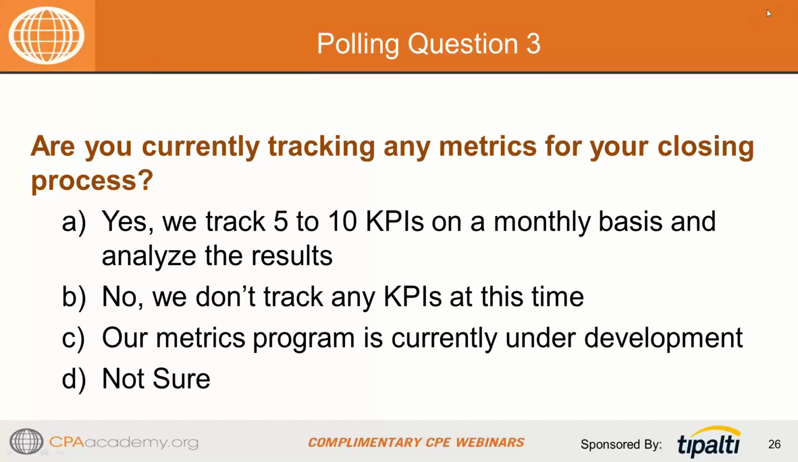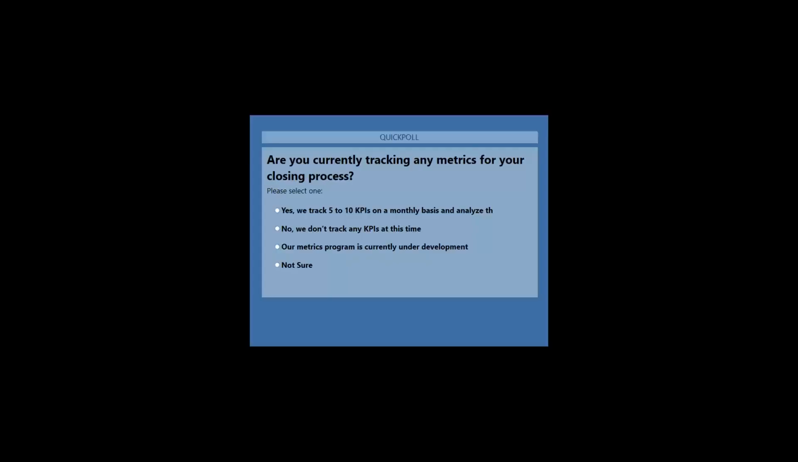All right, and we have polling question 3, which is, are you currently tracking any metrics for your closing process? And the answers are A, yes, we track 5 to 10 KPIs on a monthly basis and analyze the results. B, no, we don't track any KPIs at this time. And C, our metrics program is currently under development, and D is not sure. All right, so let's take a look at how those answers are coming in.